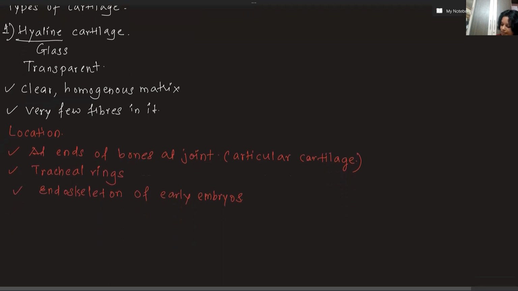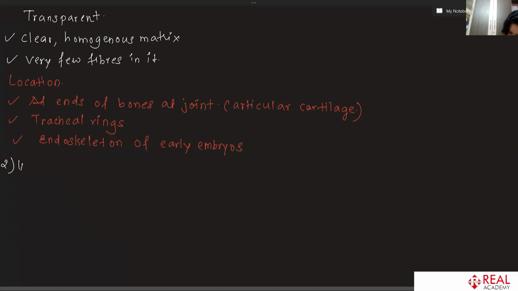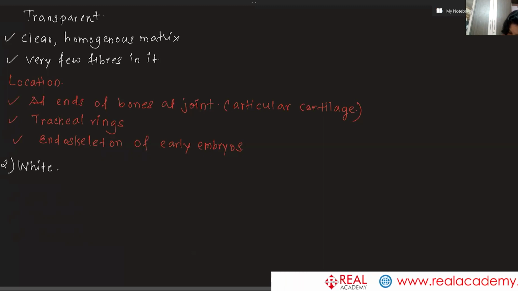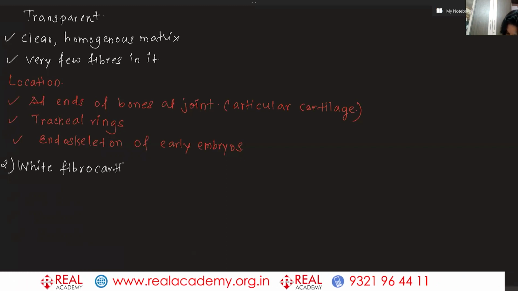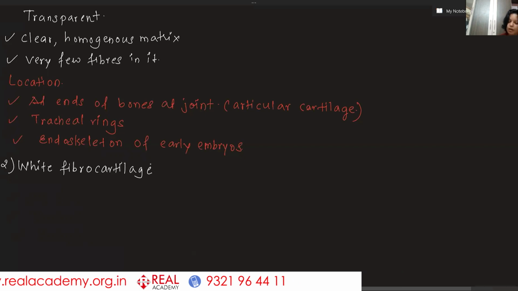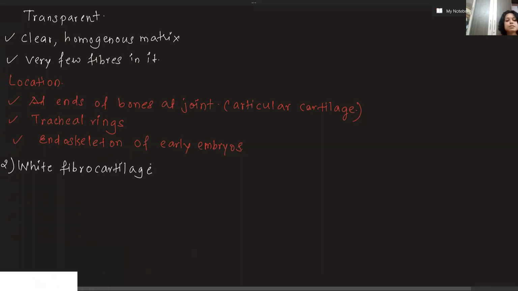Now we'll have a look at this second type of cartilage. Second type of cartilage is white fibrocartilage. And this white fibrocartilage, as the name indicates, the matrix of this cartilage is showing presence of white collagenous fibers in matrix.